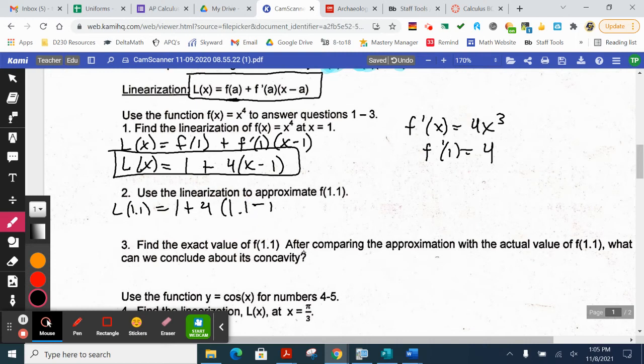And then subtract that one. What's that give us? 1.4? Yeah. All right, so that's the line tangent's value. We then want to write it in the correct format in terms of the answer. So f of 1.1 is approximately that 1.4.